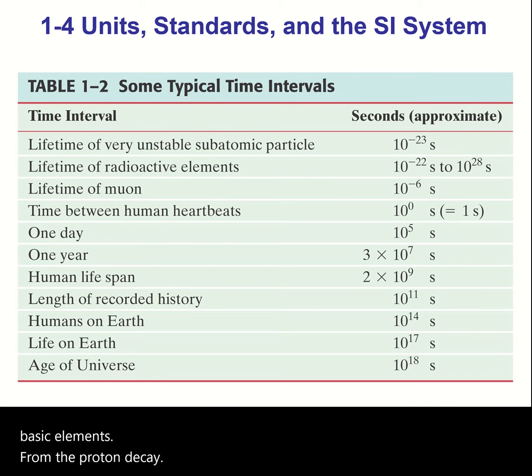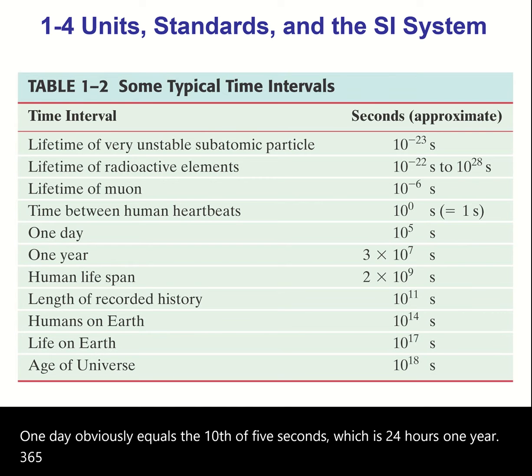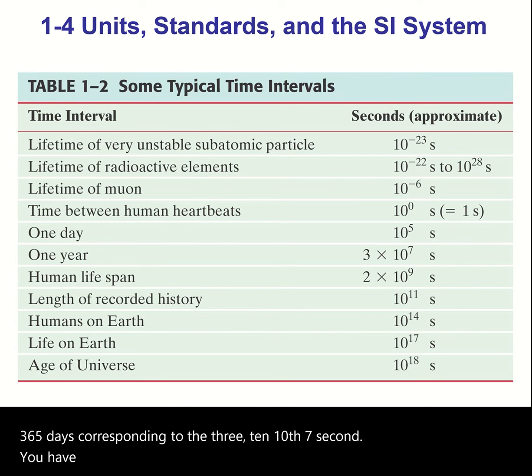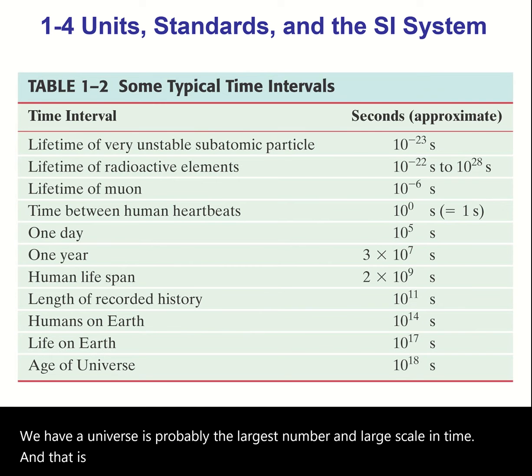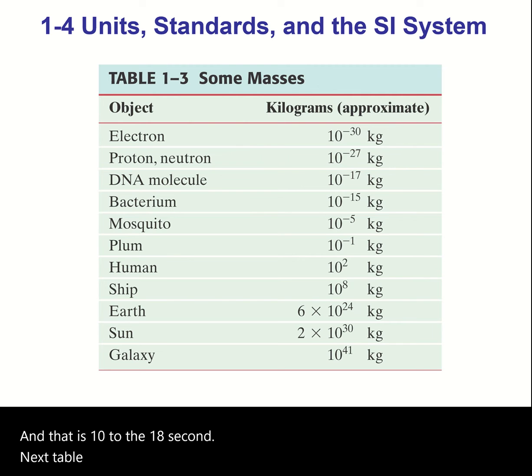So 1 day obviously equals 10 to the 5 seconds, which is 24 hours. 1 year, 365 days, corresponds to 3 times 10 to the 7 seconds. The age of the universe is probably the largest scale in time, and that is 10 to the 18 seconds. Next table shows basic units and dimensions of the weights.